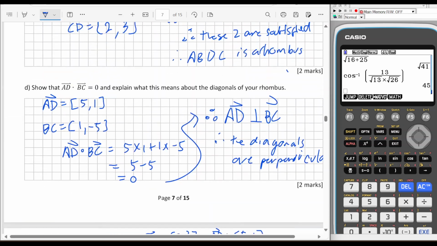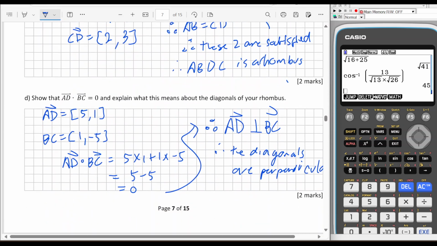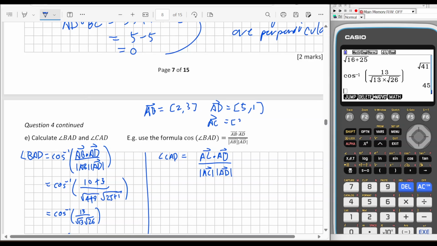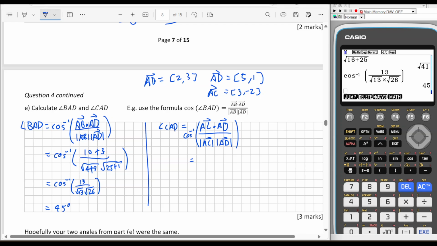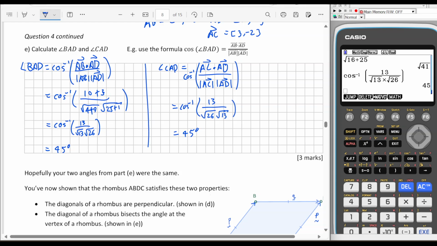I think we had it before. Where was it? 3, minus 2. All right, 3, minus 2. So that's the dot product there. Oh, this also needs a cos inverse around it. The dot product there is going to be 5 times 3, so that's 15, take 2, that's 13 on the top. And that's root 26, root 13. Interesting. That's going to give us exactly the same. I don't even need to put it in the calculator as 45, because we just literally did it back there. The only thing is the bottom swaps, but if you're timesing two numbers, it doesn't matter if you swap the order. Hopefully your two angles from part E were the same, and yes, they were.